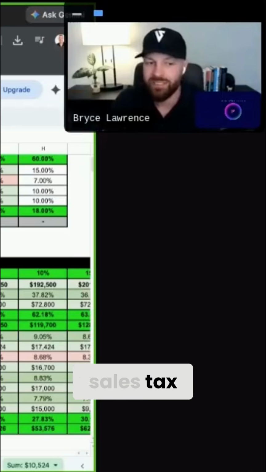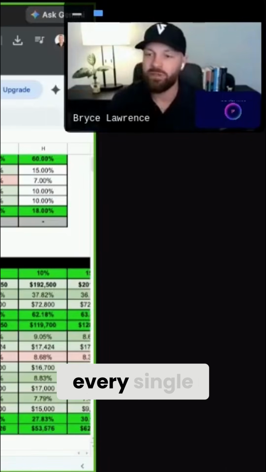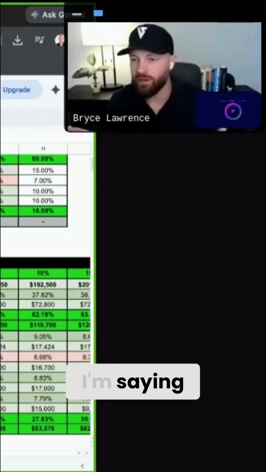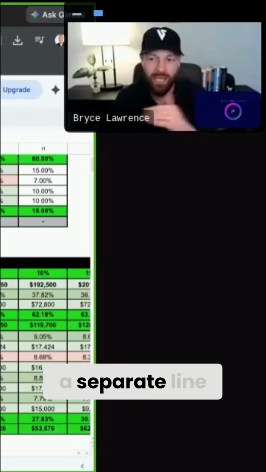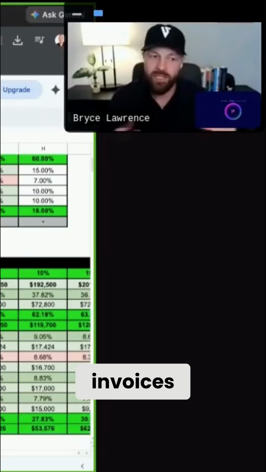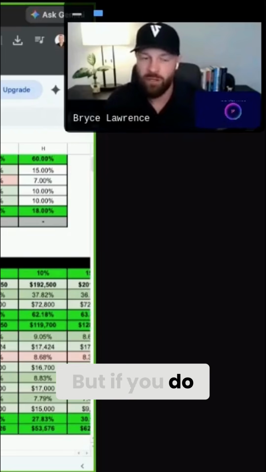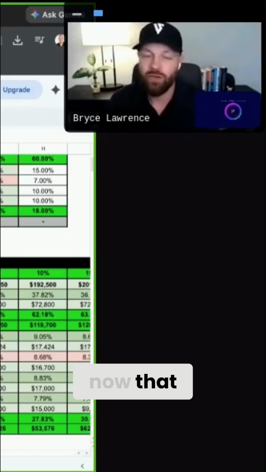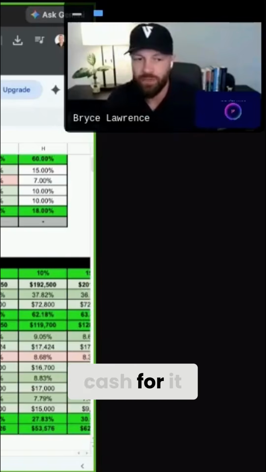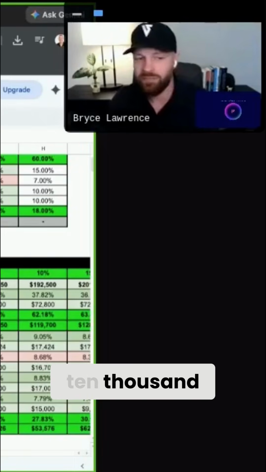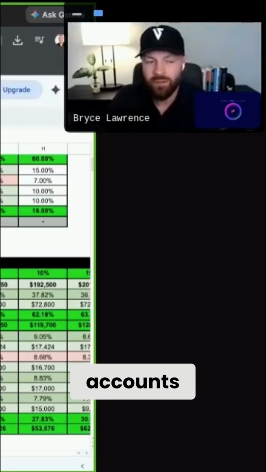The next one is sales tax liability. If you do not pay the Department of Revenue in your state every single month, you can ignore what I'm saying right now, and you do not pay sales tax liability. If you don't charge sales tax as a separate line item on your invoices, then you don't owe the Department of Revenue in your state sales tax liability. But if you do, what is that total balance right now that you owe them? It's not your money. We need to set it aside and make sure that we've got cash for it, right? So let's say that's $10,524.